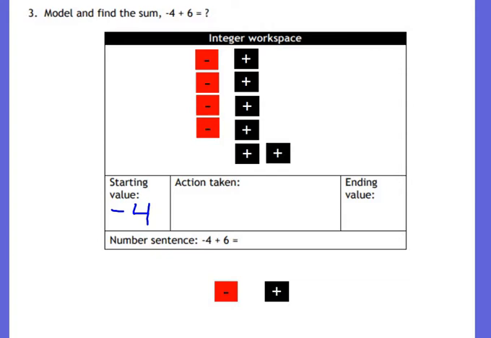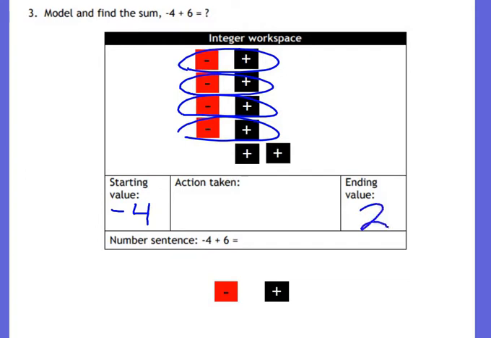But I see some things created that I can work with here. What do I see? I have some 0 pairs. Yeah, the 0 pairs. So I'm going to circle my 0 pairs, which means they vanish. What am I left with? Two positives. So my ending value is 2 positives.